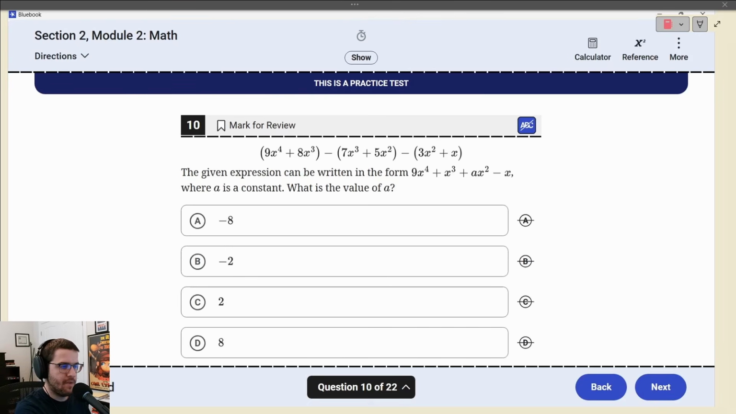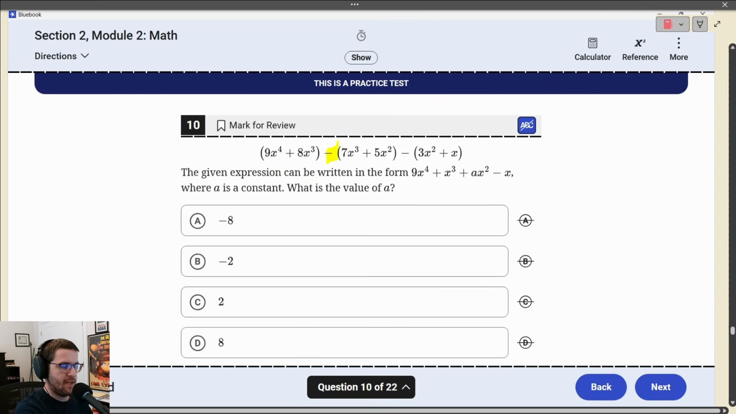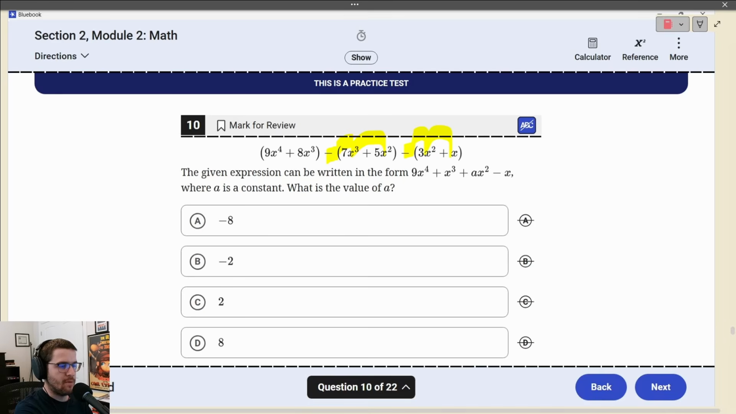Okay, question 10. So whenever we subtract a binomial, anything in a parenthesis, we got to distribute it to every term. So we have to multiply those terms after the minus sign by a -1. So they're all going to get their signs changed. This first one doesn't have a minus sign in front of it, so we don't need to do that here. So we've got 9x to the 4th plus 8x cubed, and then negative times 7, that's minus 7x cubed.